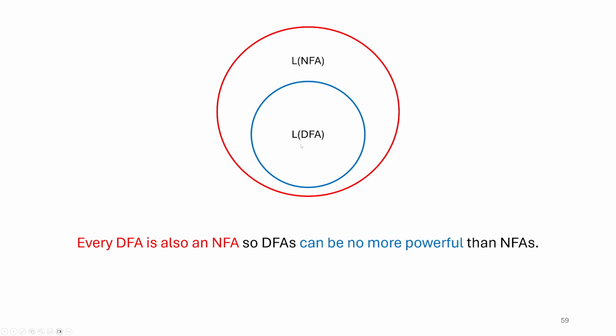So if every DFA is an NFA, then every language that we could solve with a DFA is obviously also a language we could solve with an NFA. So we get this relationship between the two sets. The language of the DFAs is a subset of the language of the NFAs. Another way of saying that is our deterministic finite automata can be no more powerful than NFAs. They can be the same power, maybe, but they can't be more powerful because every single DFA is an NFA.